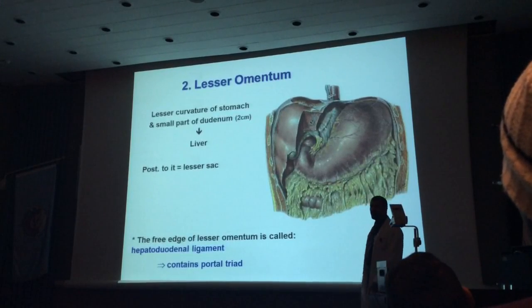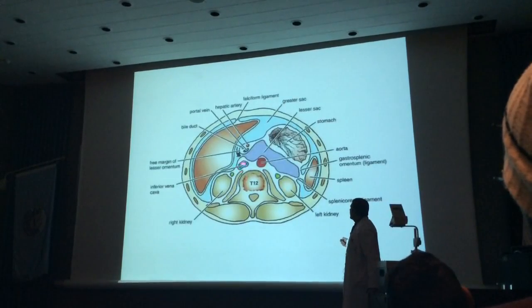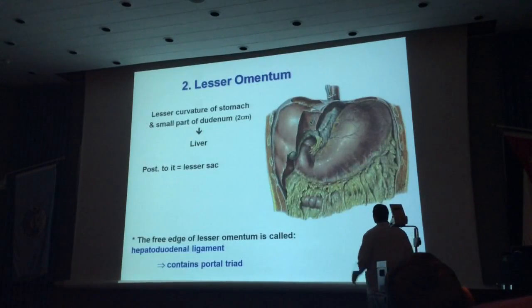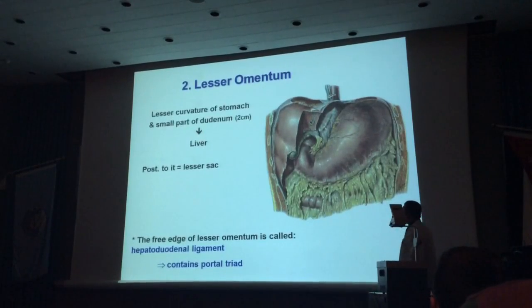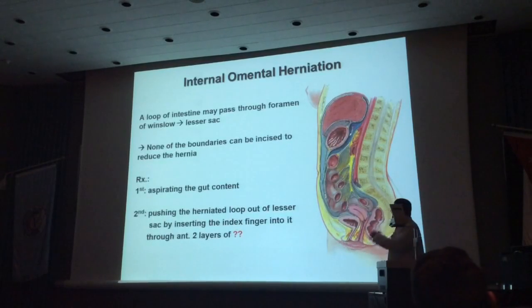What's the posterior border for the foramen of Winslow? Inferior vena cava. Yes, the inferior vena cava. So those are the two parts of omentum covering. Did we miss anything? Now, what's happening here?